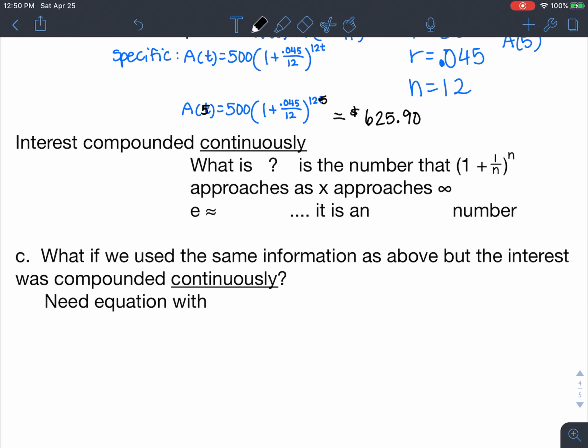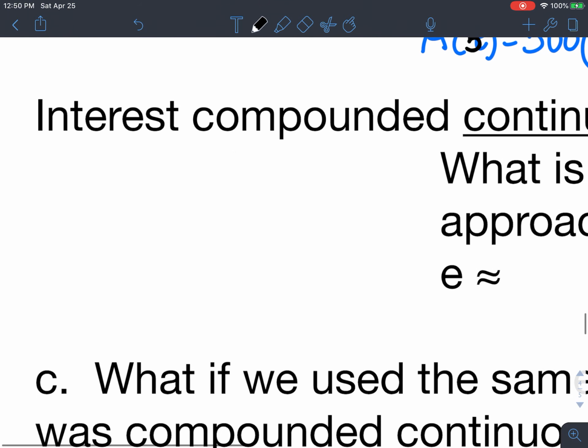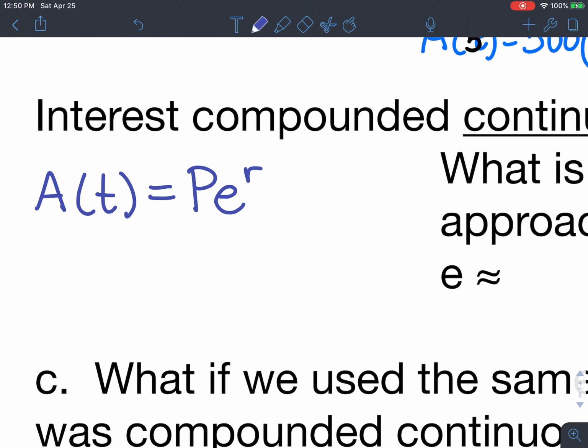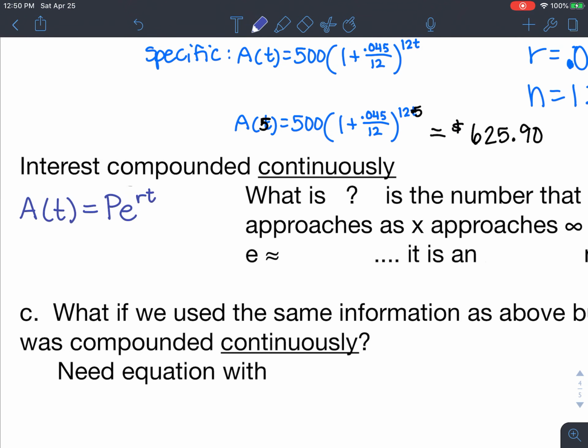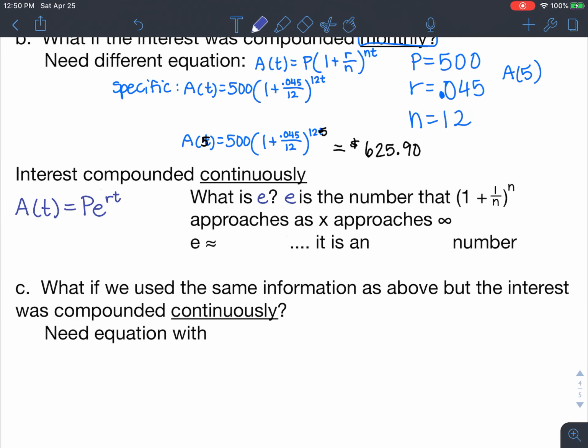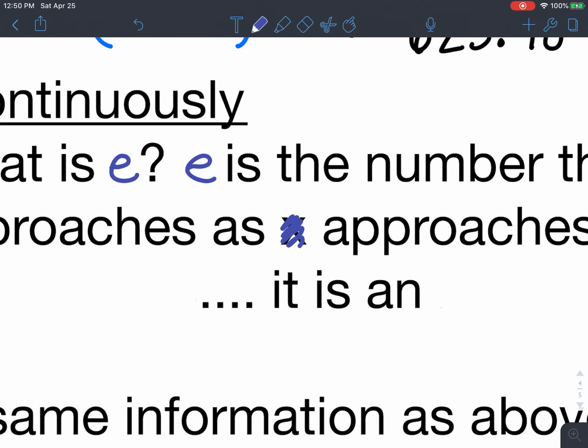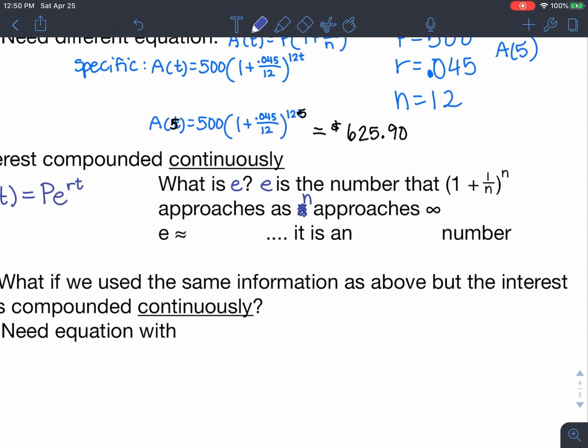But there's something else. What if interest is compounded continuously? What does that mean? Okay, so if interest is compounded continuously, it uses another formula. And that formula is A of t equals P e to the rt. Well, what's e? e is a number, and that number comes from (1 plus 1 over n) to the n power. So it's that equation. And as n approaches infinity, this entire thing approaches this number e.